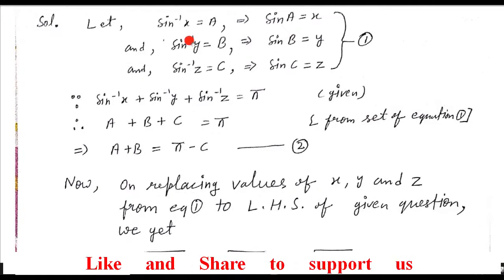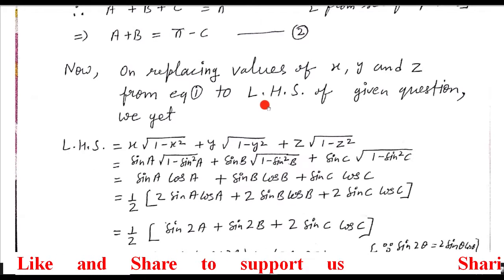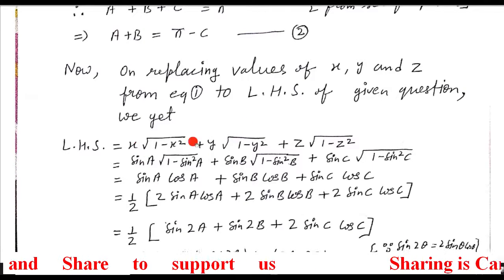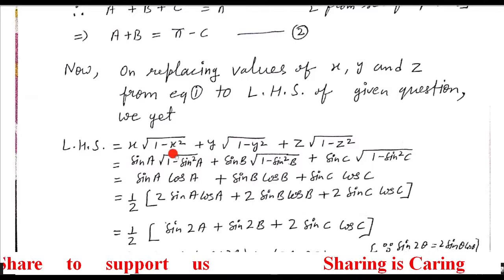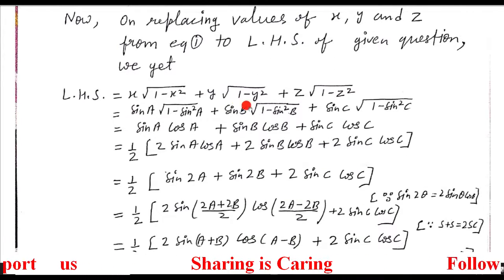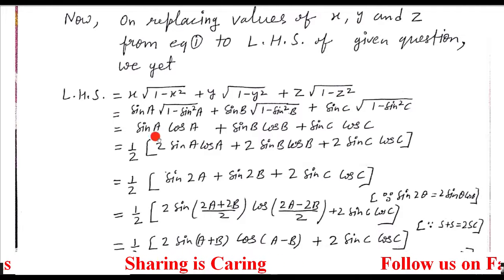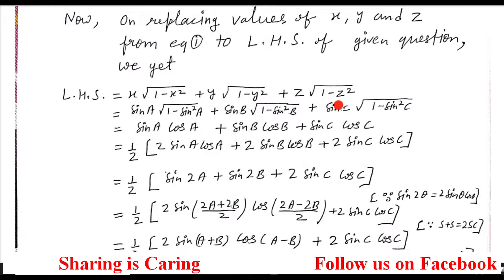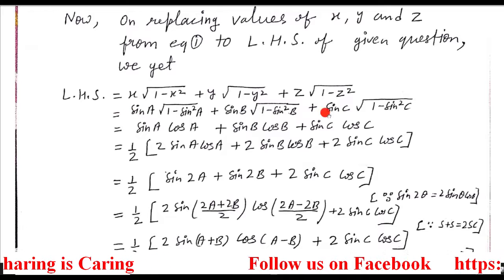Now all these substitutions we'll do in the left hand side of our question. The left hand side is this. So instead of x, y and z, we will replace the values: x is sine A, y is sine B and z is sine C. After all the substitutions we reach this step, so carefully observe this step.